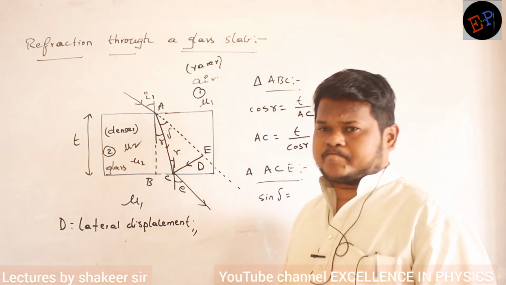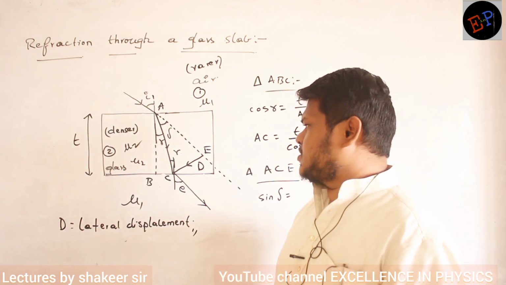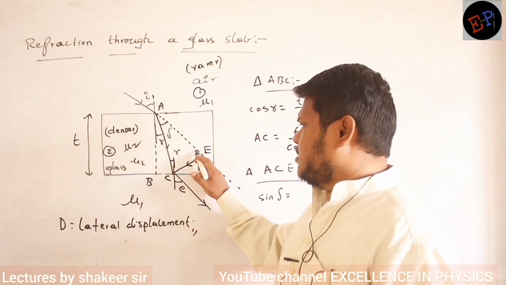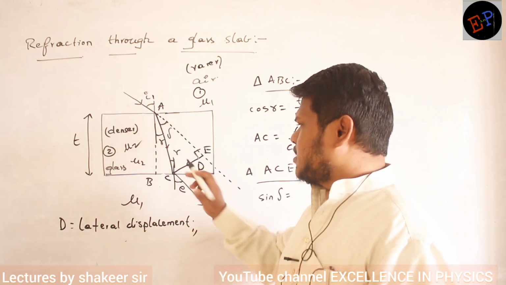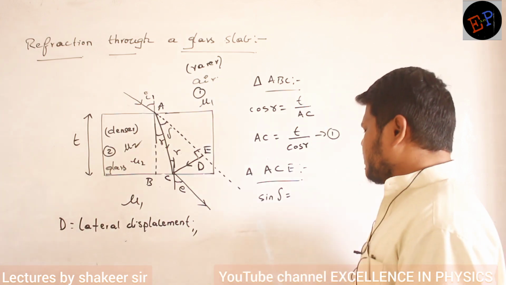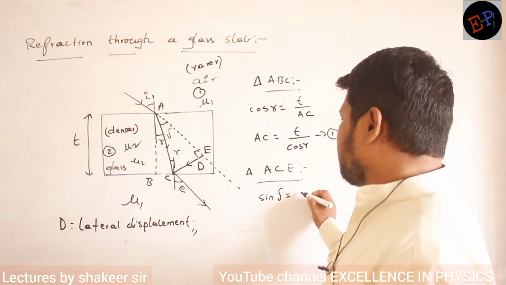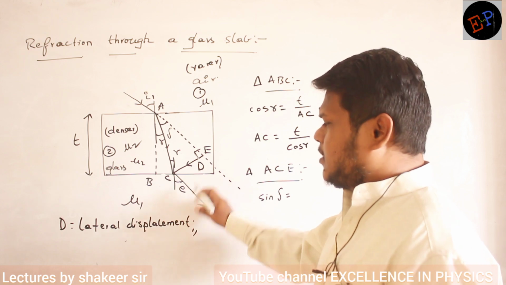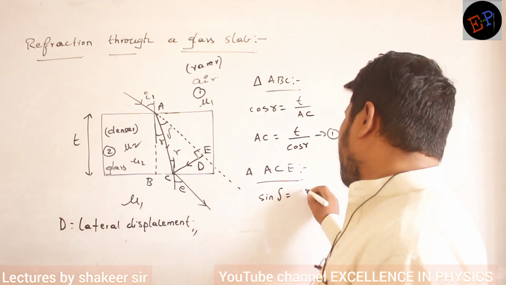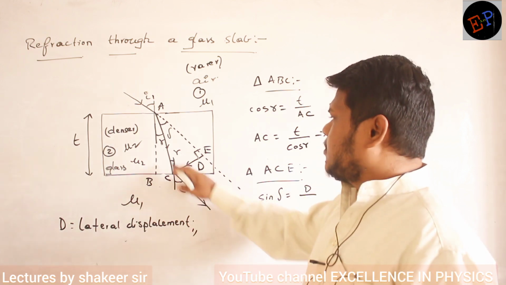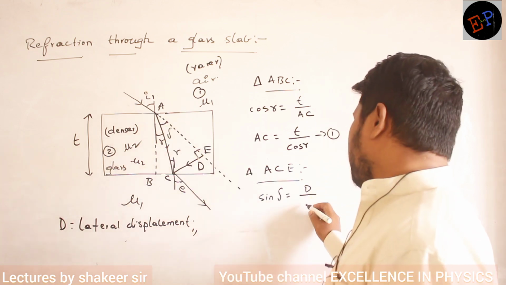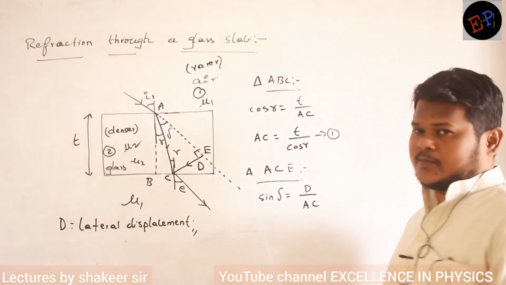Sin delta is opposite by hypotenuse. Which is the opposite side? This is the opposite side. Here 90 degrees is present, no? So this becomes the hypotenuse. Are you able to understand? So sin delta is equal to this distance, which is nothing but D, the lateral displacement, the opposite side, divided by the hypotenuse, which is AC.